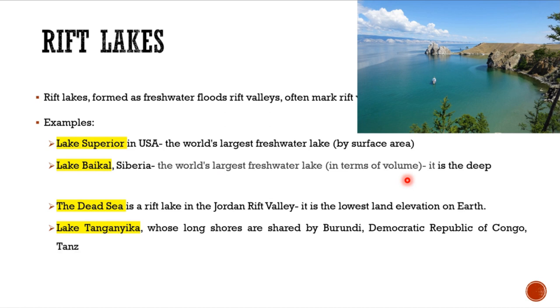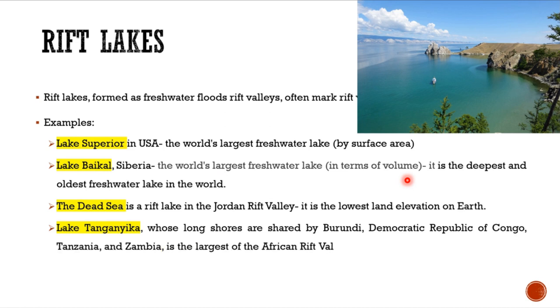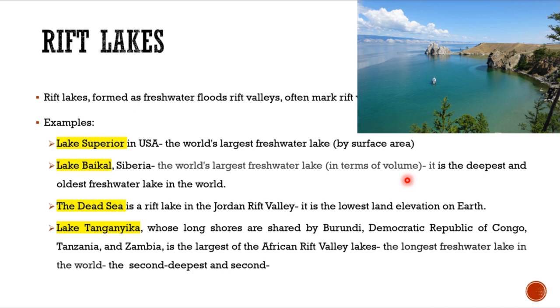The first one is Lake Superior in the USA. It is the world's largest freshwater lake by surface area. The second one is Lake Baikal in Siberia, and it is the world's largest freshwater lake in terms of volume, and it is the deepest and oldest freshwater lake in the world. Then the Dead Sea. It is a rift lake in the Jordan Rift Valley, and it is the lowest land elevation on Earth.